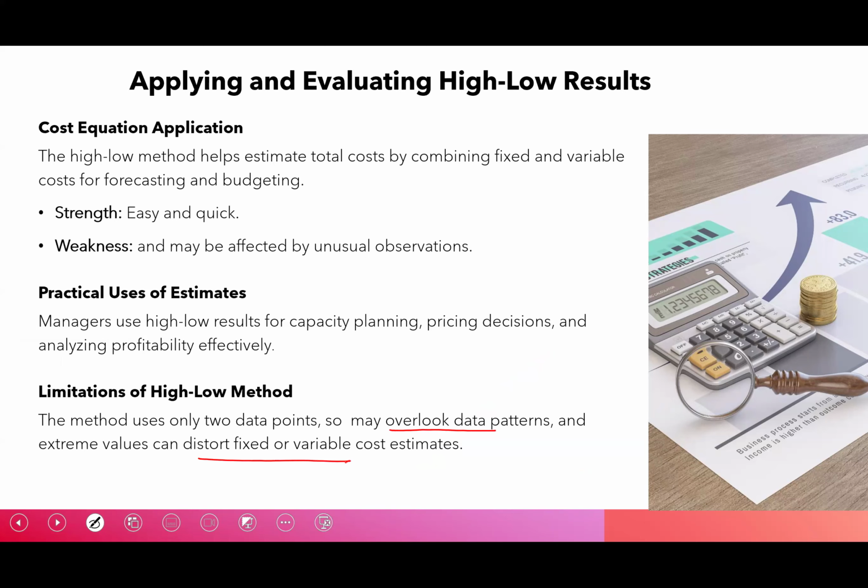It may overlook data patterns, which is something that we discussed. It can distort your cost estimation. So it is a limited method, simple but not very reliable in all situations.